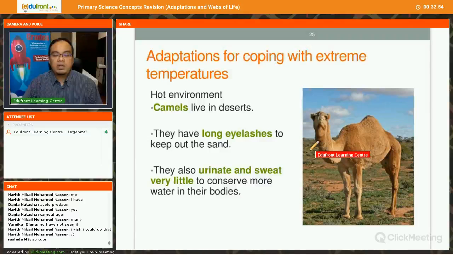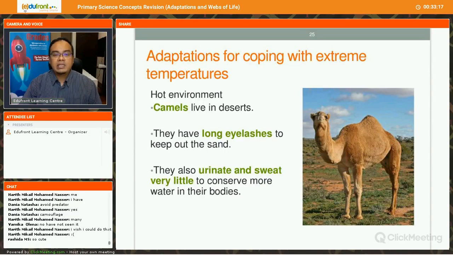A camel has long eyelashes to help keep out the sand. And we know in the desert, when the wind blows, it's very sandy. There's a desert storm, so it has very long eyelashes to protect it from the sand. The camel also urinates and sweats very little to conserve more water in its body.